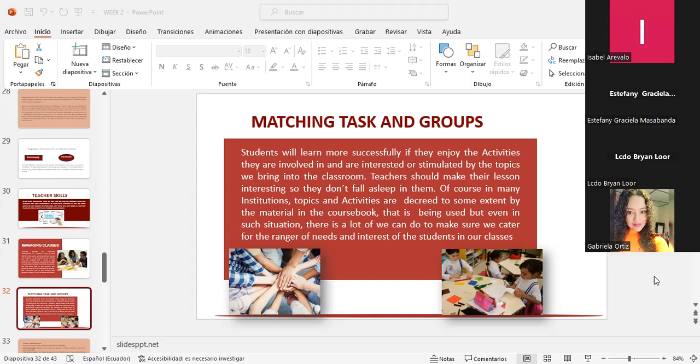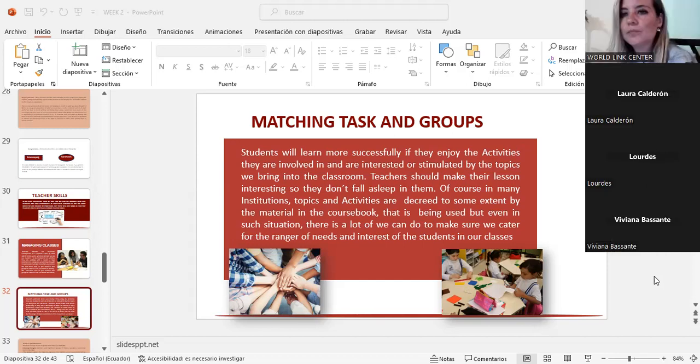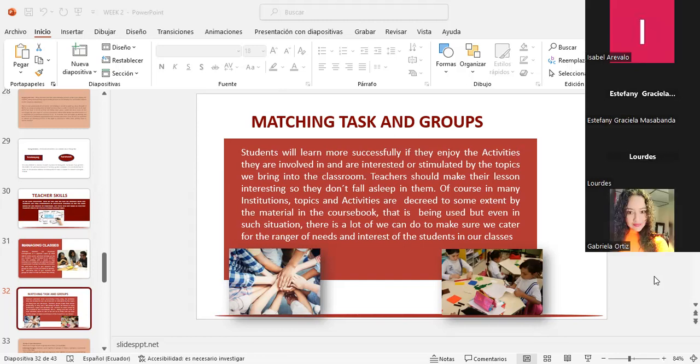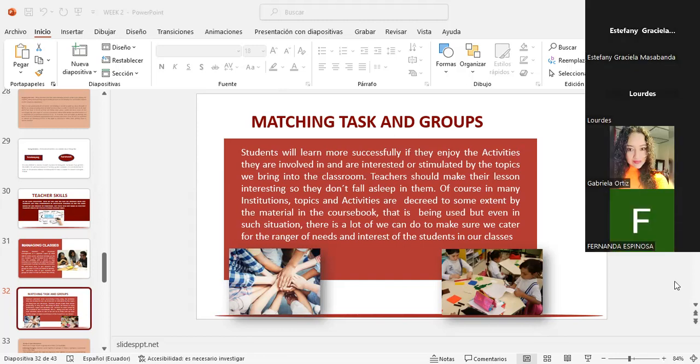I'm going to give you tic-tac-toe. Have you played tic-tac-toe with the students? Stephanie, Brian, Isabel? No, I haven't played that game. No, Gabriela, Fernanda, have you played tic-tac-toe? No, teacher.